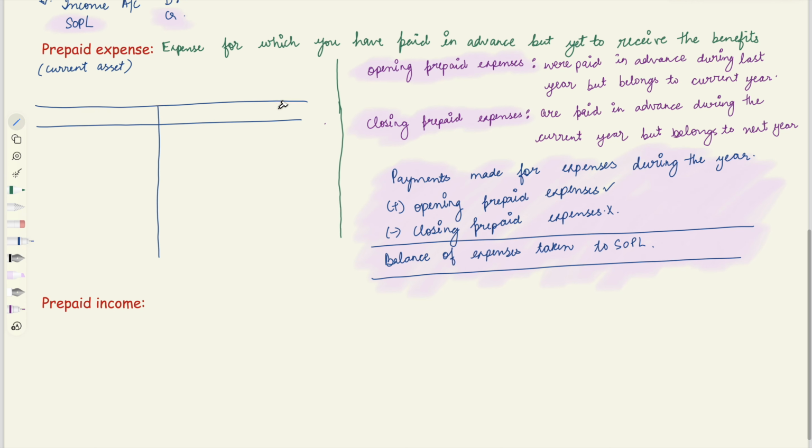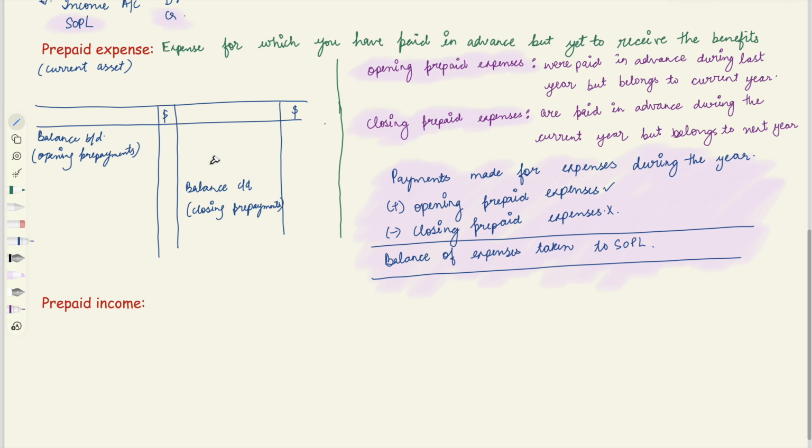Now, as it is an asset, opening balance should be on debit side. Assets have an opening balance on debit side. Balance brought down. What is it? Opening prepaid. Opening prepayments. Okay. Balance carry down, balance brought down, and carry down are opposite of each other. What is this? Closing prepayments.